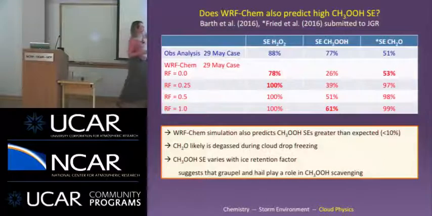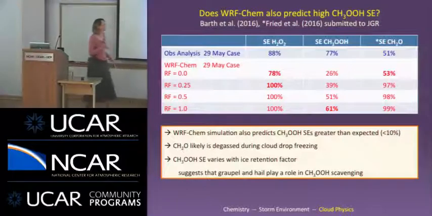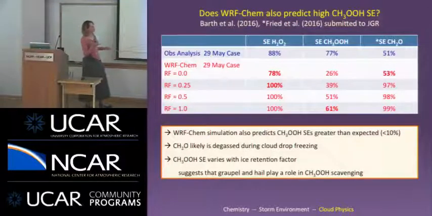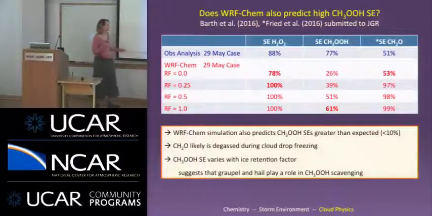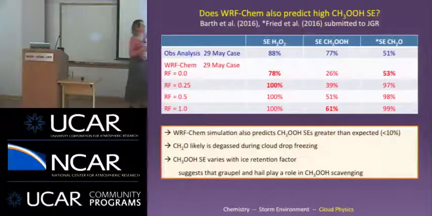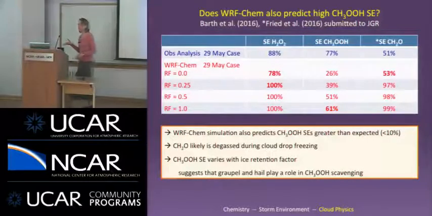The methyl hydrogen peroxide is doing something very interesting. You can see that the amount of scavenging changes depending on how much of the methyl hydrogen peroxide is retained in the frozen particles or not. So that's, I think, a very interesting result and suggests that the ice is playing a role in methyl hydrogen peroxide scavenging. I think the other thing I want to point out is that the model is also predicting scavenging efficiencies much larger than we expected, of that 10% or less.